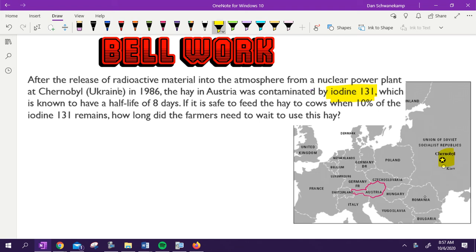Okay, so here's Chernobyl. Here's Austria. It's pretty far apart. I would say at least 1,000 miles. We're getting some radioactive hay. We need to figure out what's going on. So when we read this problem, we see half-life of 8 days. So when we see half-life, we know the best way to attack this problem is to cut my paper in half.